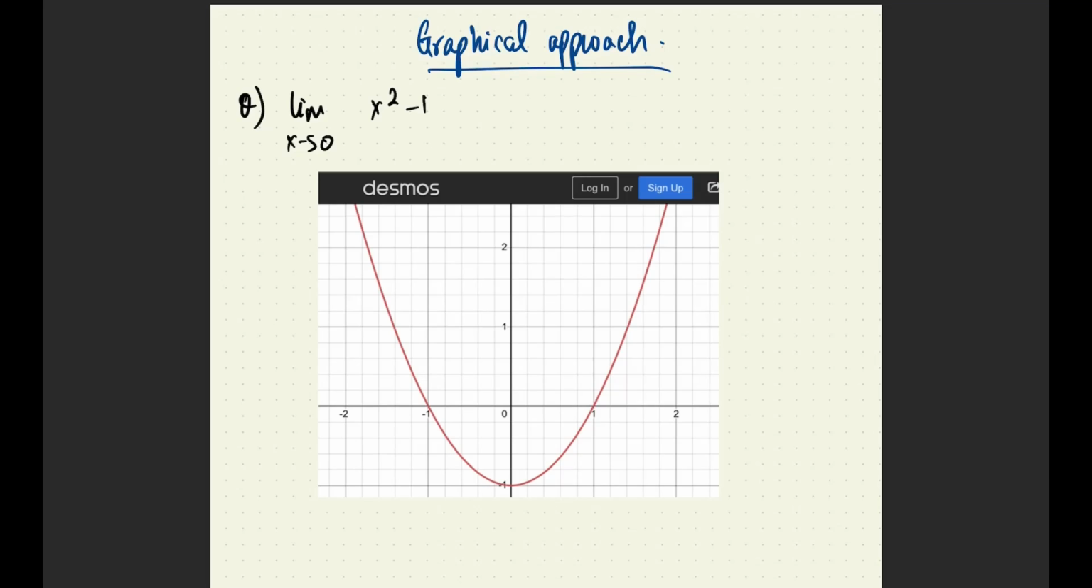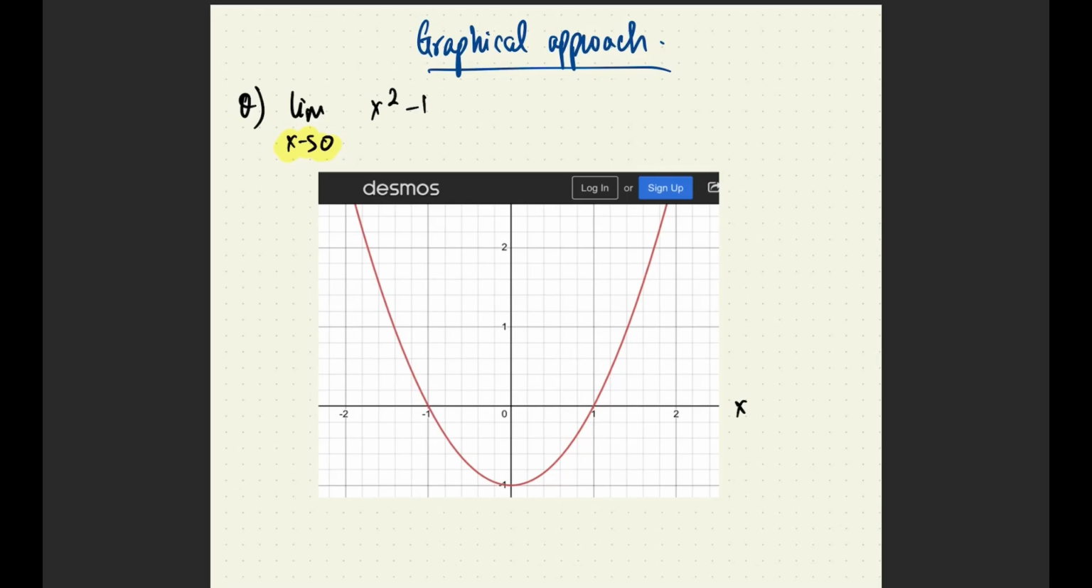So how the graphical approach works is just making use of the graph to see what value y approaches when x tends to get closer and closer to 0. This part over here says that as x approaches 0, which is the same thing as x tends to get closer and closer to 0. Okay, so let's look at the graph now.